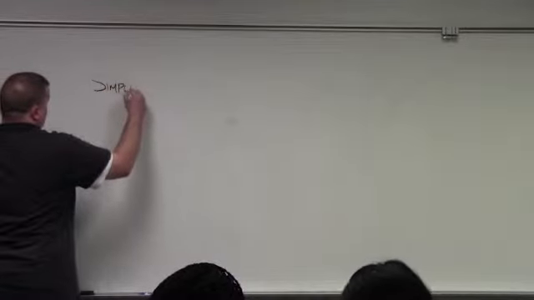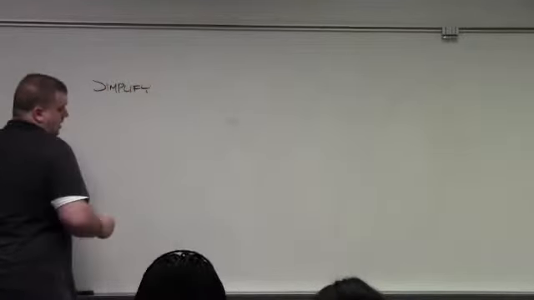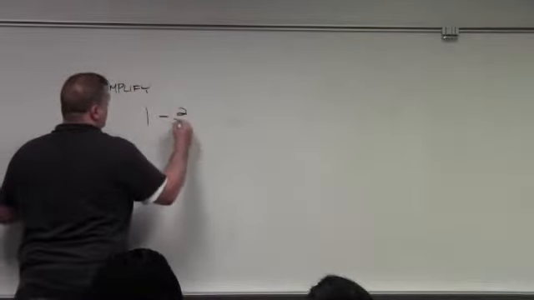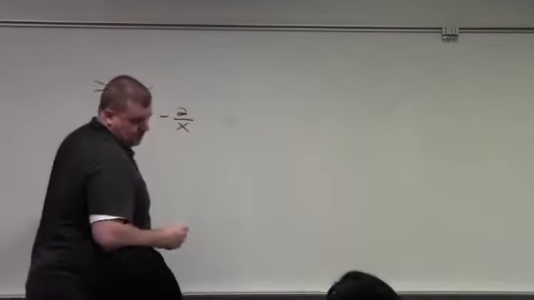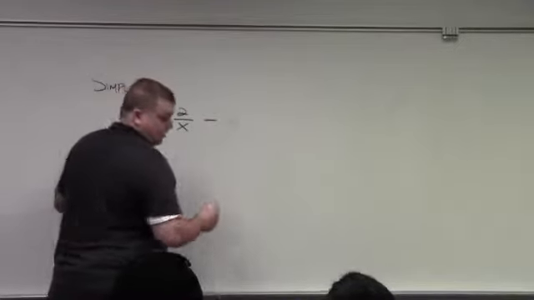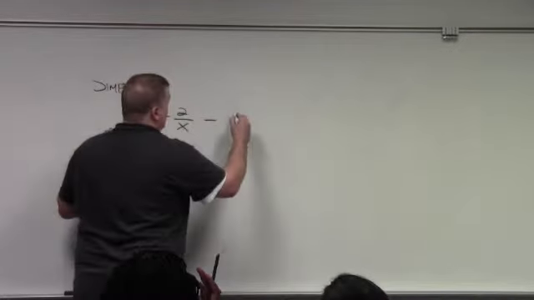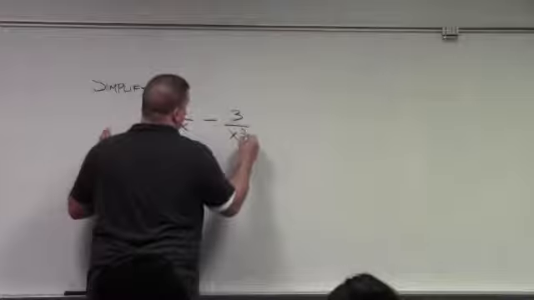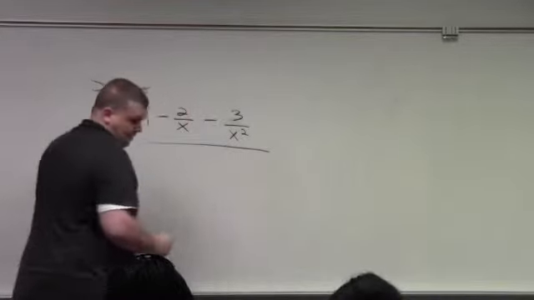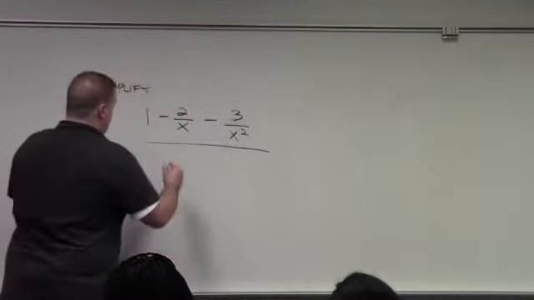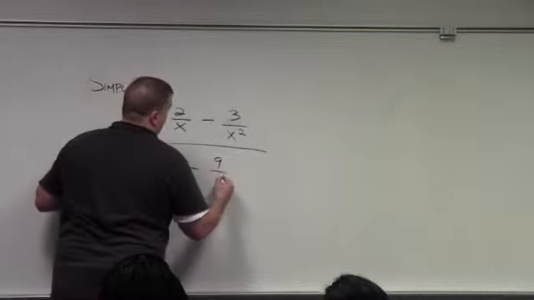This one might say simplify. We've got 1 minus 2 over x minus 3 over x squared, over 1 minus 9 over x squared.